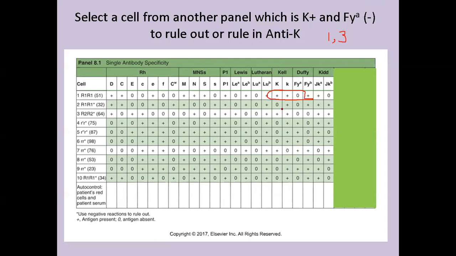So it looks like we could use either cells 1 or 3. So we're eliminating reactions from their anti-Duffy A. When we test them with just the K positive cells, chances are in this case they're not going to react, but it would just be an additional step we could do if we wanted to.